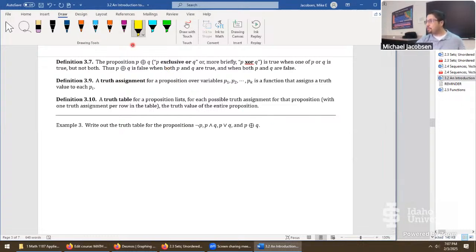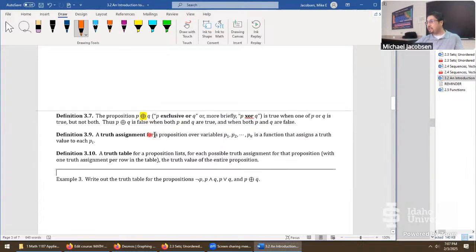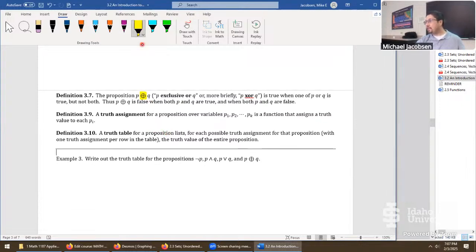The exclusive or is written with this funny looking symbol. Sometimes that symbol is referred to as a direct sum symbol in algebra classes or other contexts, but here we're using it for exclusive or. You can either say exclusive or, or write XOR. Either way, it is going to be understood as this one right here.